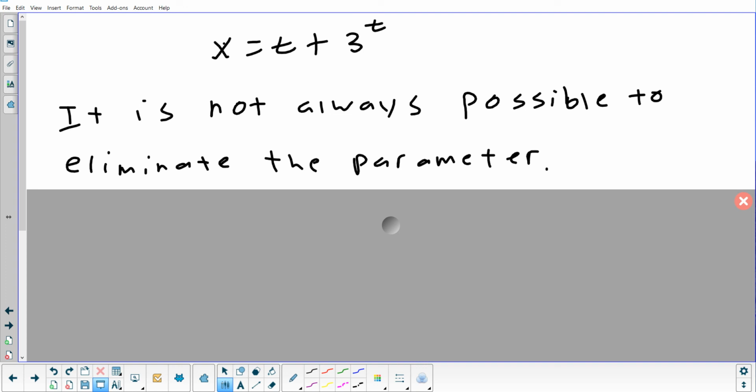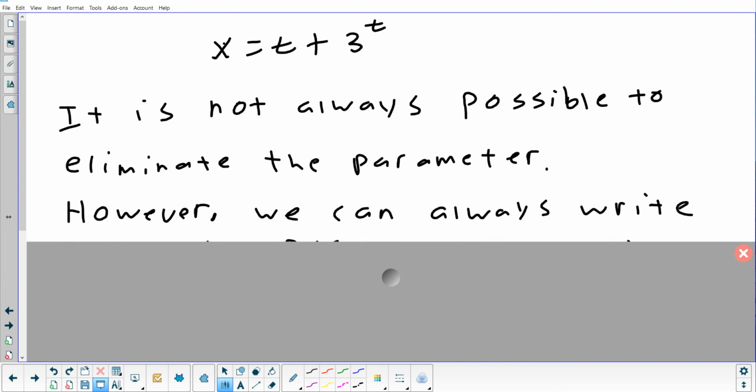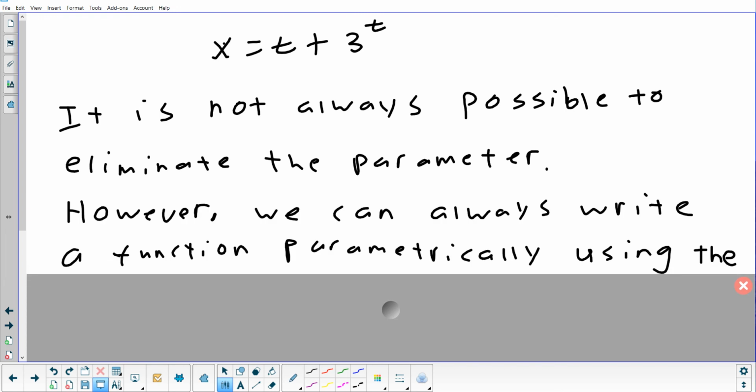If you got rid of the first one, then you have a t as an exponent. We can use a logarithm to get the t out of the exponent. But a logarithm isn't going to help us with this t. Okay. So it's not always possible to solve an equation for t. But it is always possible to write something parametrically. And there's a very simple way to take something and make it parametric.